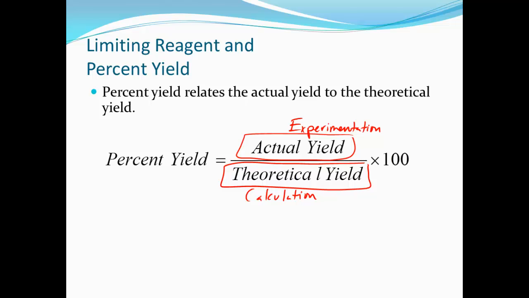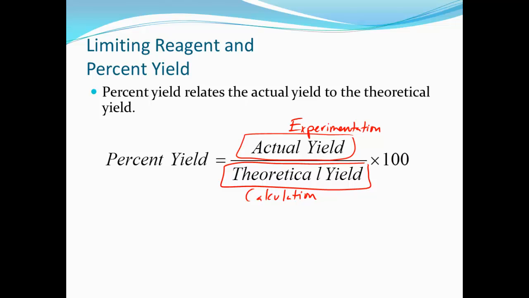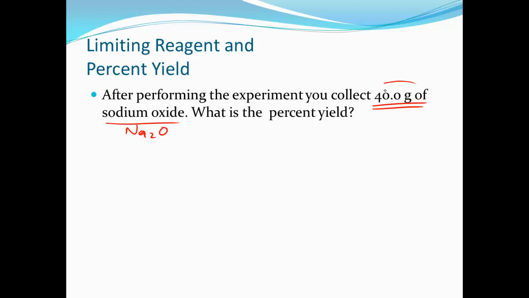Okay, so looking at this, it says after performing the experiment, you collected 40 grams of sodium oxide. What is the percent yield? Well, what did you actually get? It tells you right here, 40 grams. Okay, so percent yield is equal to 40 grams of sodium oxide.